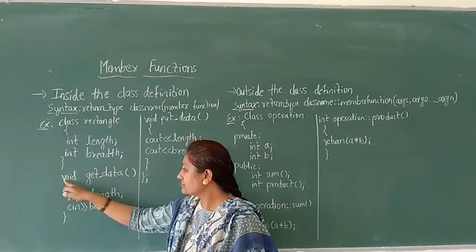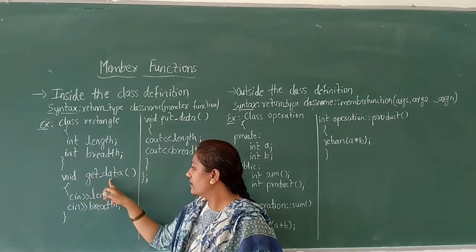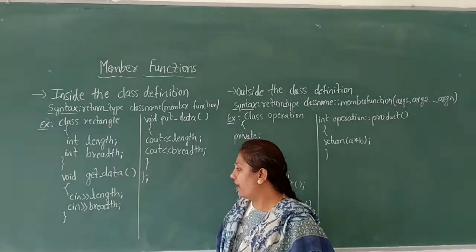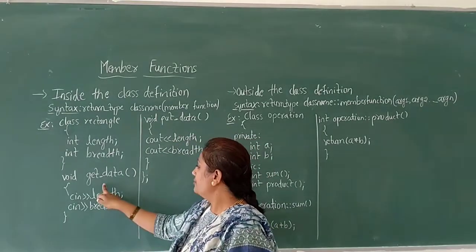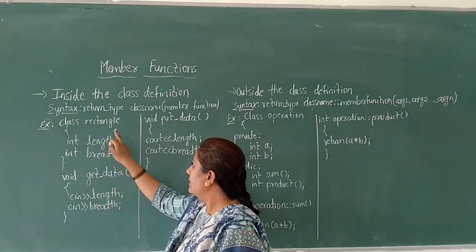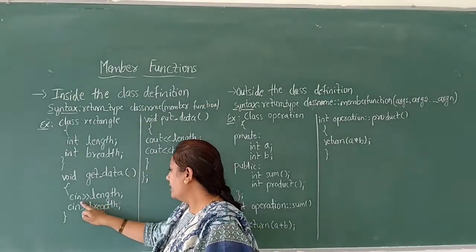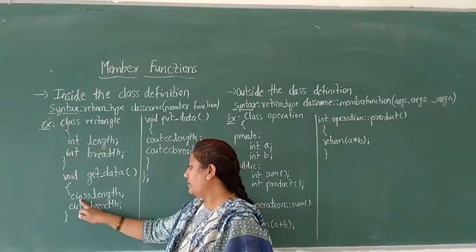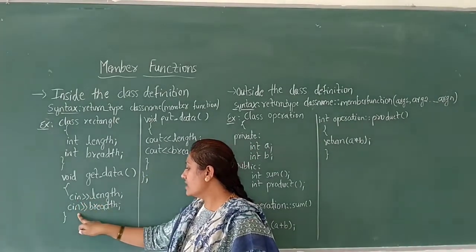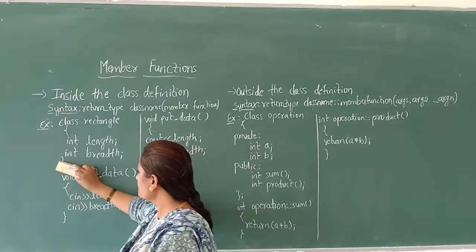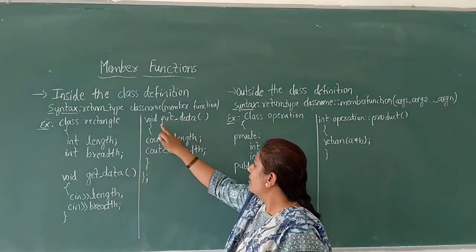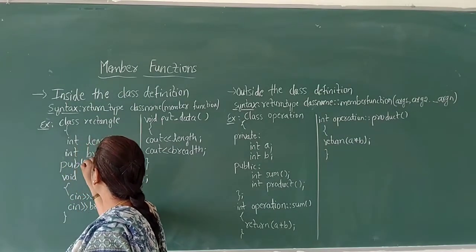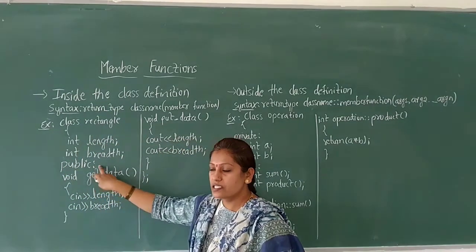Next, void getdata. This is a member function used in the class, and it has two statements, cin length, cin breadth. Next, with the public access specifier.